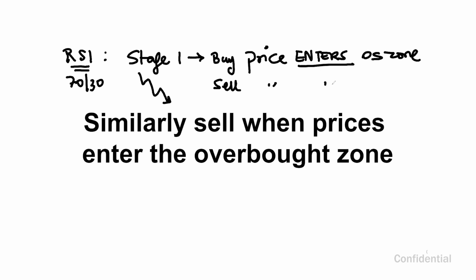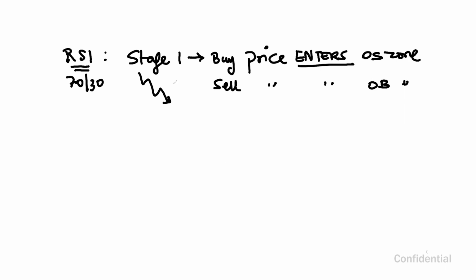Similarly, sell when price enters the overbought zone. Okay, these things are not good. Because if the stock has a positive momentum, it is running madly, how can you sell that stock? It's like coming in the way of a bullet train. So the moment it is done rising any further and it's not rising anymore, and then it has started falling, then you should actually sell it.